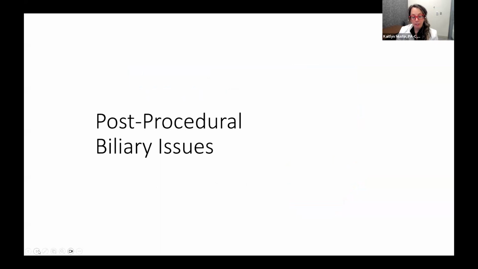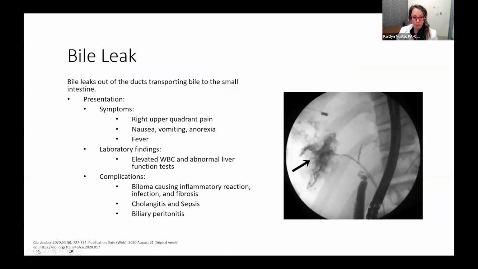So let's say you get diagnosed with cholangiocarcinoma, you've been on treatment, and you're undergoing a surgery or some other procedures. Some of the post-procedural biliary issues that can happen include a bile leak. When this happens, it's when bile leaks out of the ducts transporting bile to the small bowel. Symptoms are similar to those that patients can experience with biliary obstruction, and sometimes this can take a couple weeks even after surgery to fully present itself.